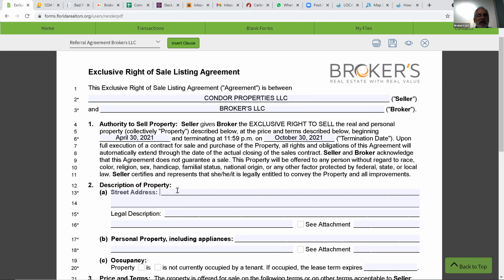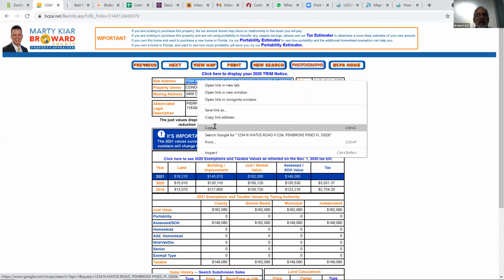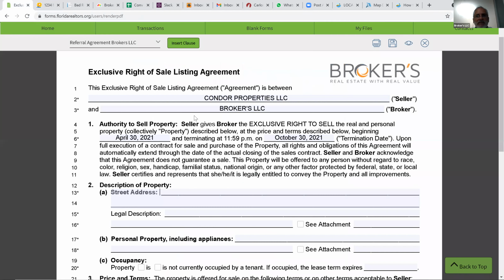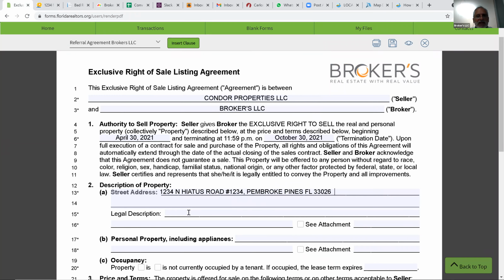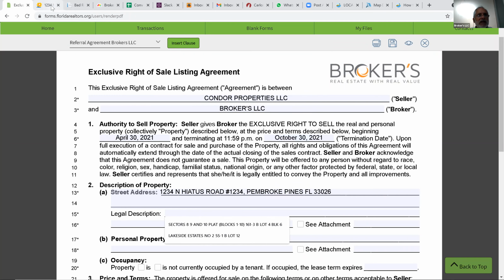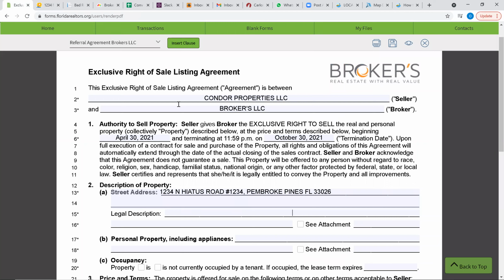For the description of the property, you can bring the information from IMAP, or you can bring the information right here on the same page on the property appraiser website. Just copy and paste it. The legal description, the same thing right here. Just copy the legal description of the property. I usually go to Miami-Dade Gov property search.